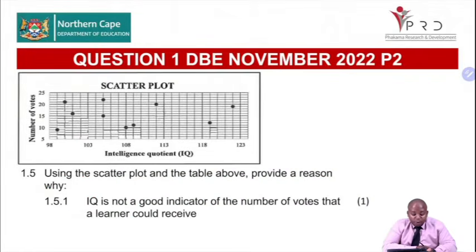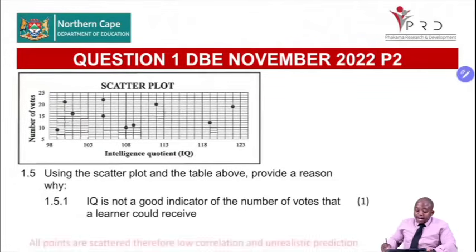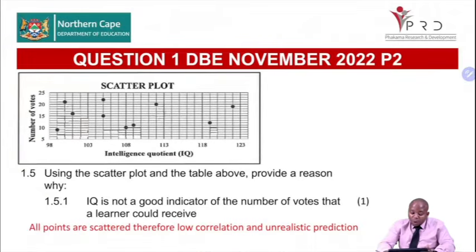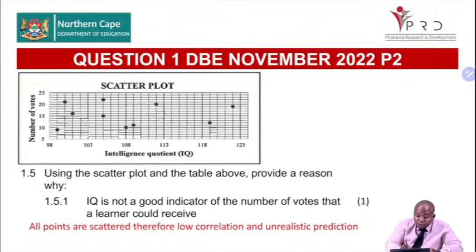Right. Then 1.5 reads as follows: using the scatter plot and the table above, provide a reason why the IQ is not a good predictor for the number of votes that a learner could receive. Now, what are we going to look at here? We are going to look at our scatter plot.